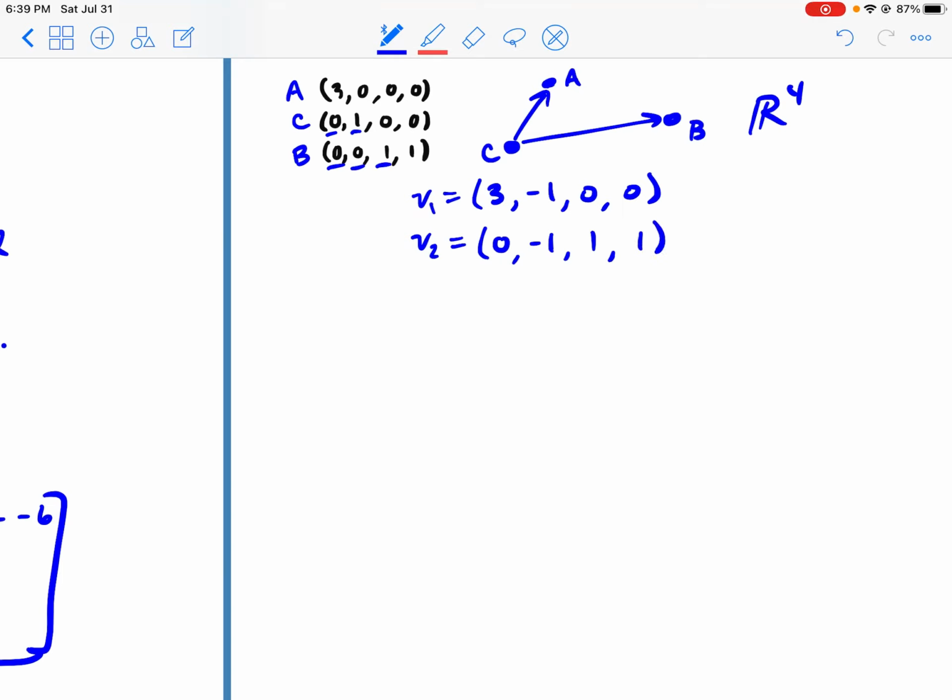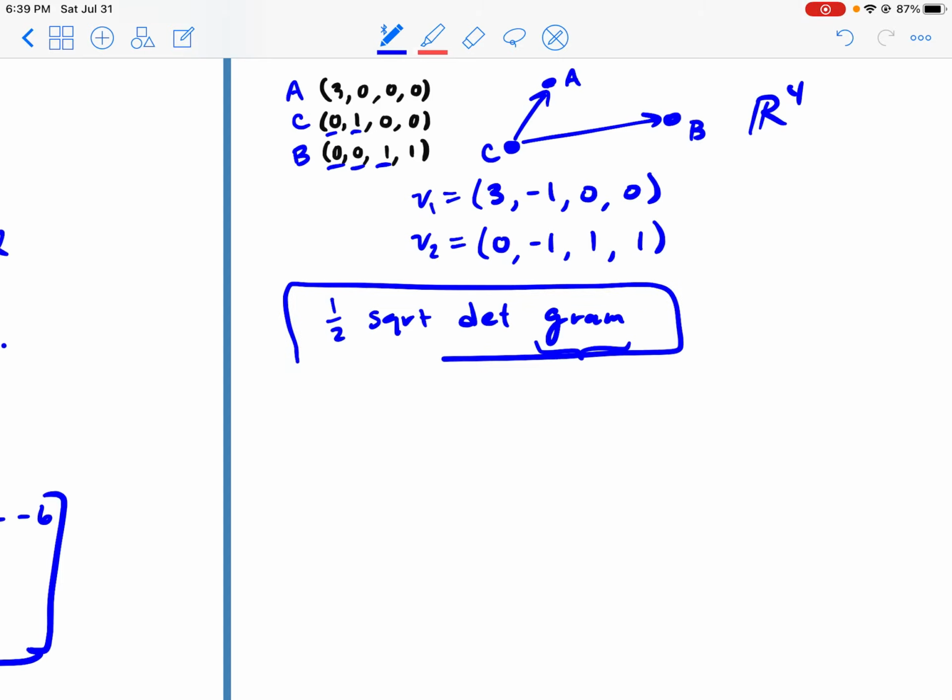Okay, so 1/2 square root of the determinant of the Gram matrix. So what's the Gram matrix? I have to do a bunch of dot products, right? Dot products give you lengths, or actually length squared, so it makes sense that from the dot product we can somehow extract the volume. And this formula will work in every single situation, which is why we're going to use it in this class.